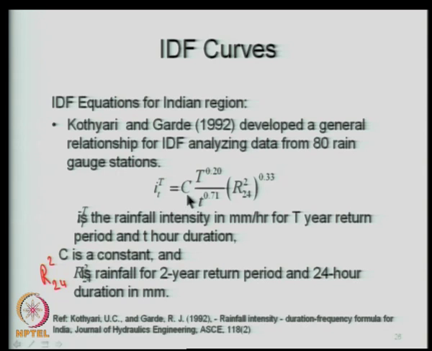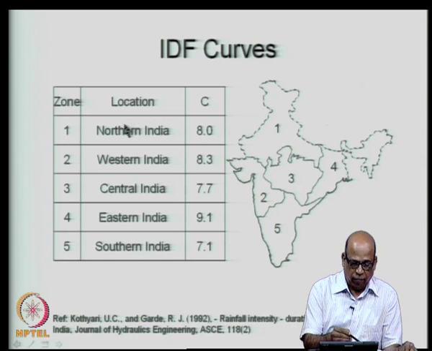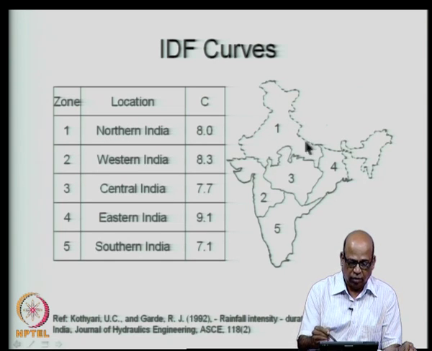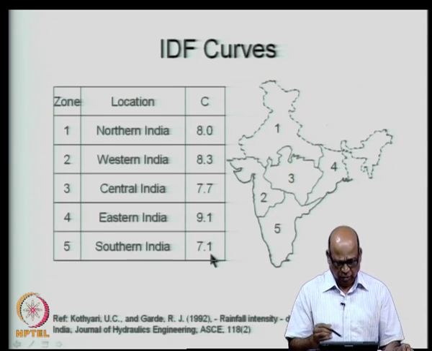In this particular case, there is only one constant C, and this is worked out for several regions. For example, North India, you take the region as 1 here, you can use the C as 8.0, and for western India they have given the C as 8.3 and so on like this. So, for southern India we may have a constant C of 7.1.